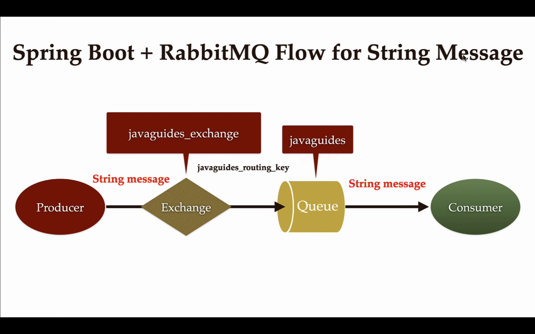Next, you will learn how to use a message of type string for communication between producer and consumer using the RabbitMQ broker in a Spring Boot application.